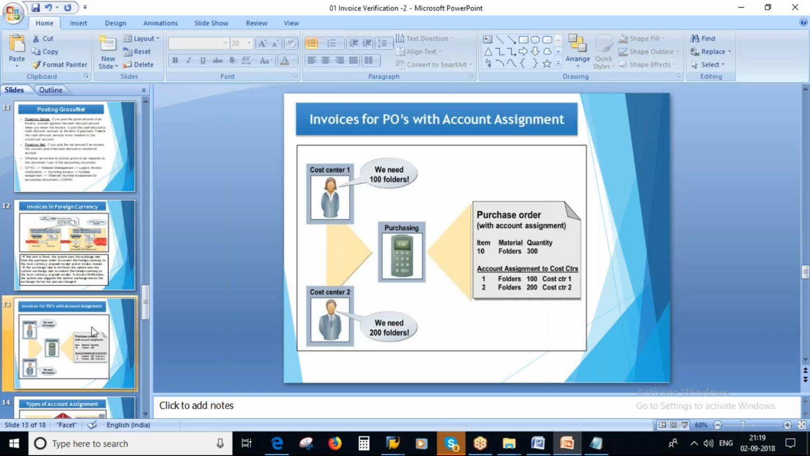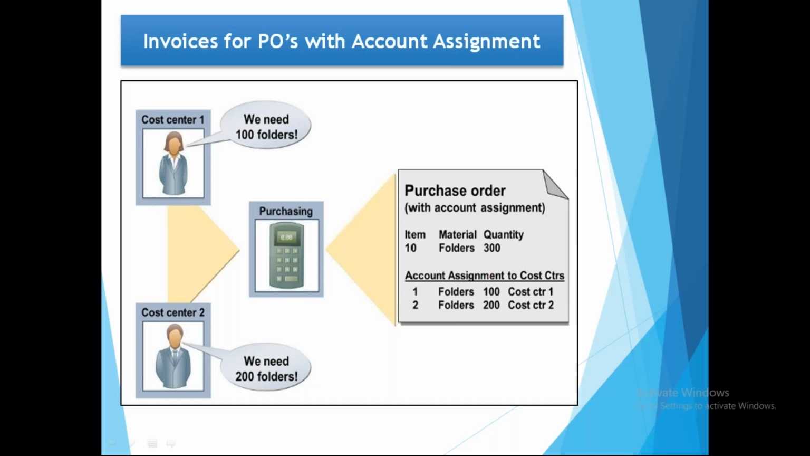Now we will discuss invoices for POs with account assignment. Okay, that means the consumable materials. This we discussed during our initial classes. Let's say you are purchasing a material, folder. You are procuring a total of 300 folders. Among that, 100 folders I need for one cost center, 200 folders for another cost center.